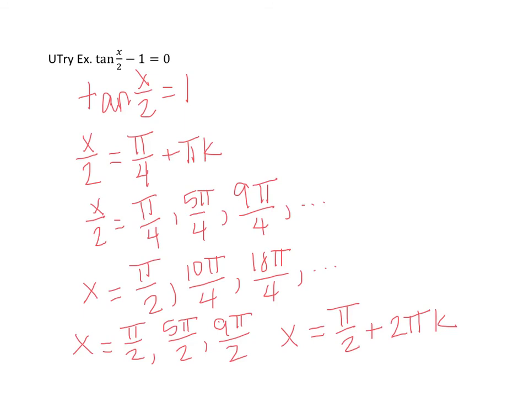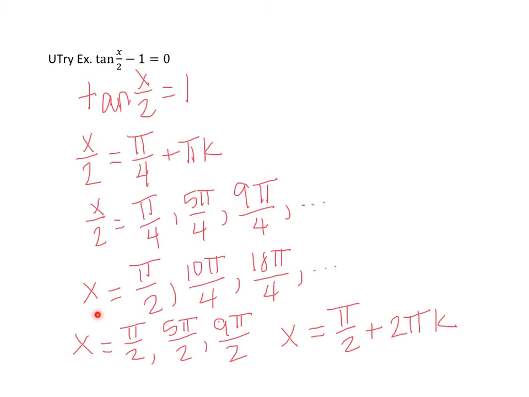Alright, here's your solution. Where does tangent equal 1? That's going to happen at pi over 4 in quadrants 1 and 3, so we can combine that into one statement. Spell it out: that's going to happen at pi over 4, 5 pi over 4, 9 pi over 4.